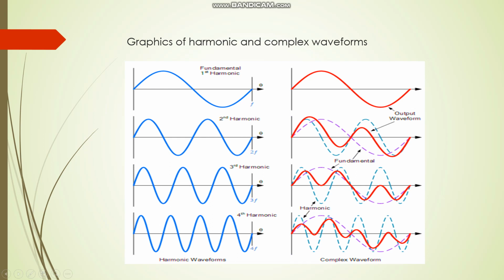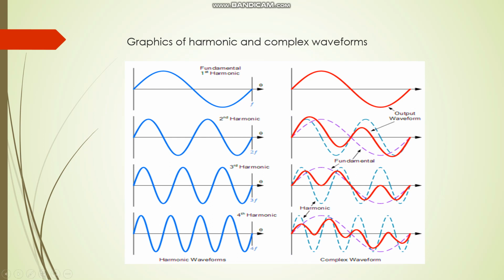Therefore, a second harmonic has a frequency twice that of the fundamental. You can see over here F and 2F. And the third harmonic has a frequency 3 times the fundamental, and a fourth harmonic has 4 times the fundamental, as shown in the left-hand side column.